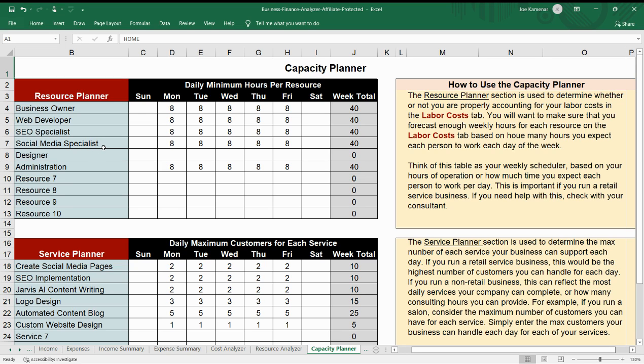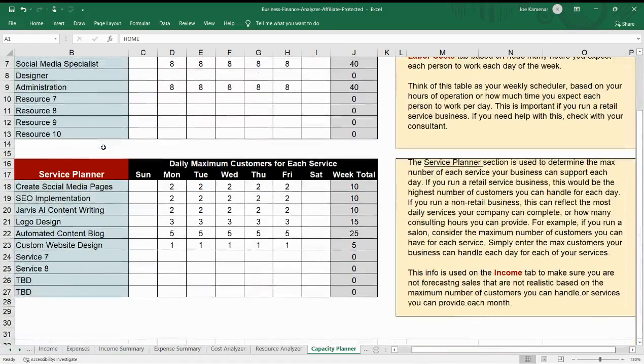So all you're doing here is entering this. The data gets carried over to the other tabs to say, for this case, did I factor in enough labor units in my weekly hours per week to cover what I'm saying here that I need to run my business at a daily minimum? Service planner, so daily maximum customers. Here, the services that you offer are automatically brought across. This is used to determine the max number of services your business can support each day.